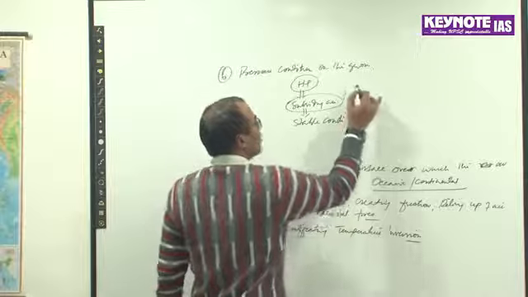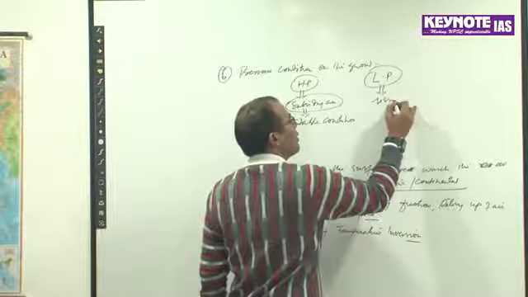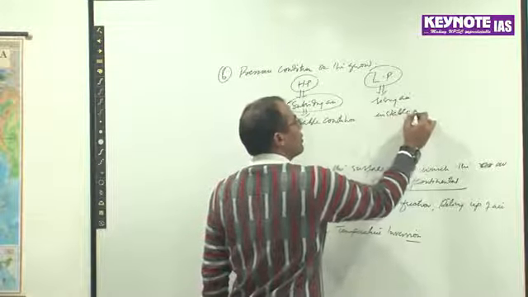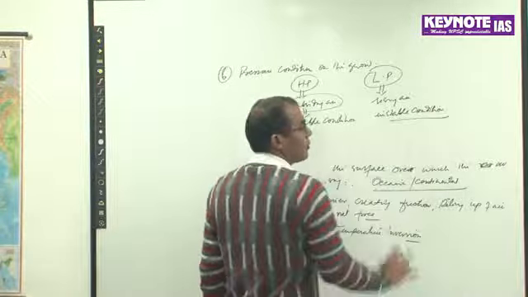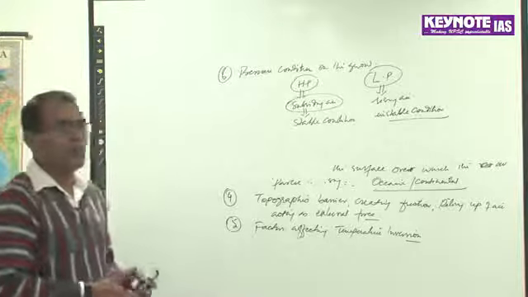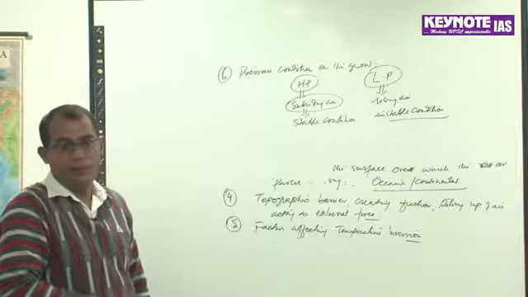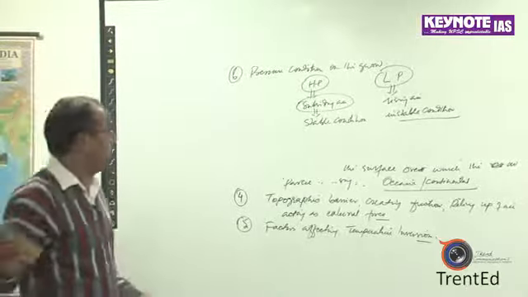Low pressure, rising air, in an unstable condition. So all the areas of low pressure are areas of instability, and all the areas of high pressure are areas of stability.